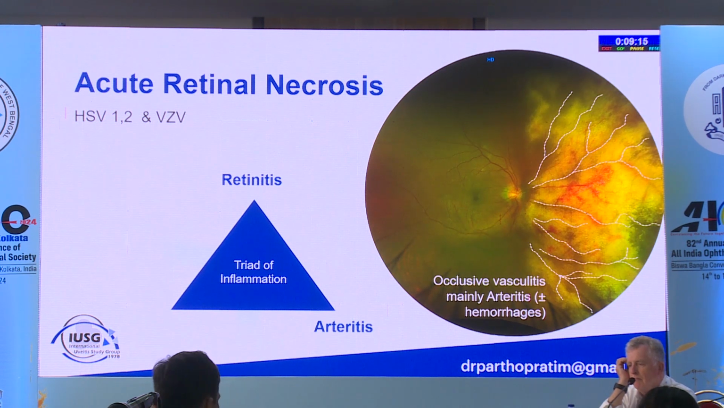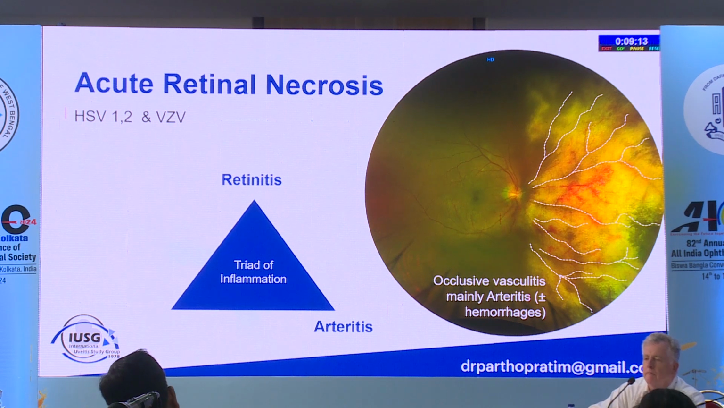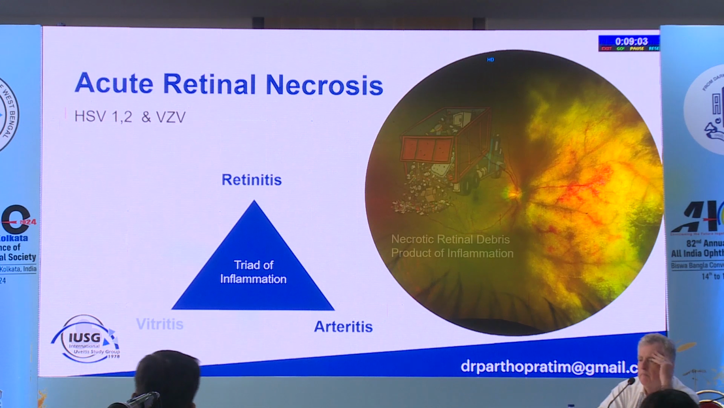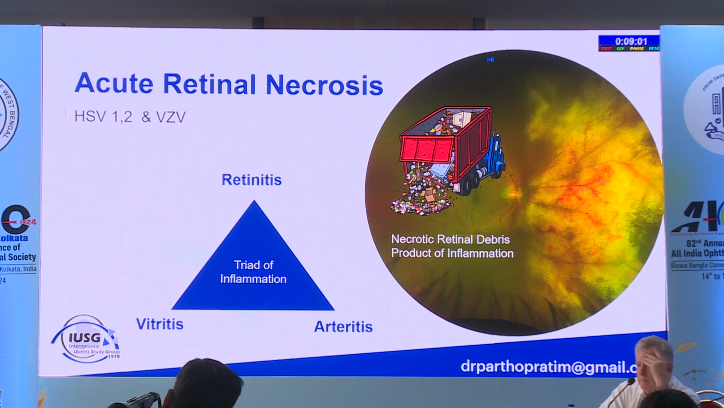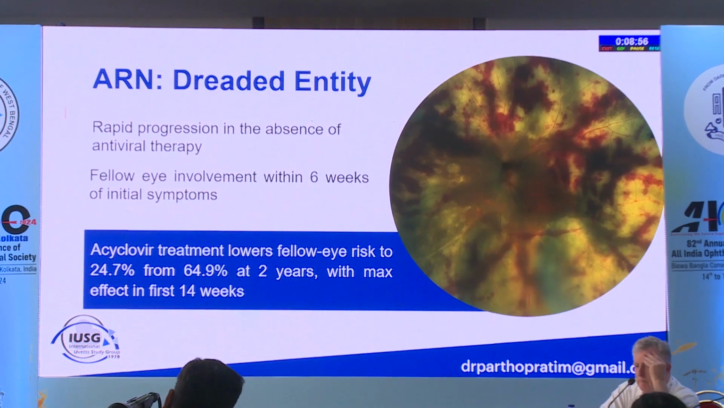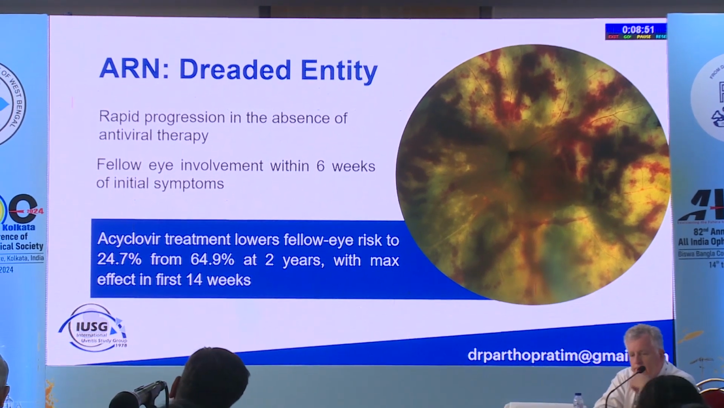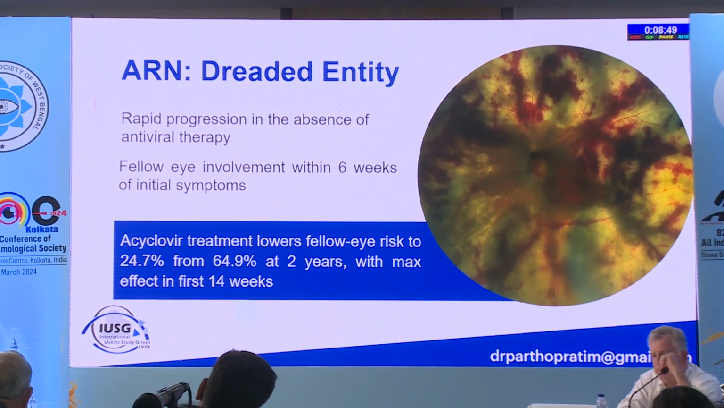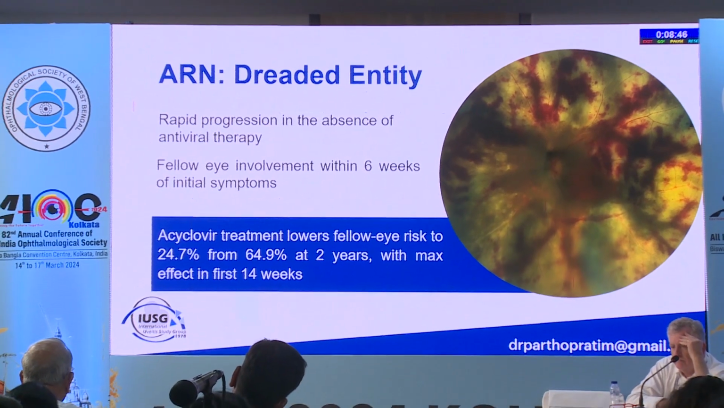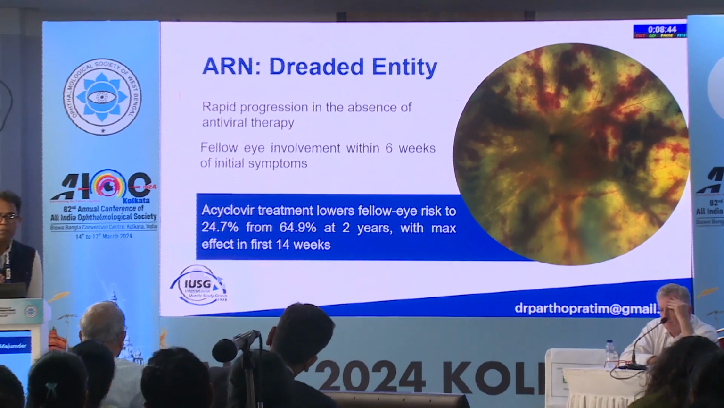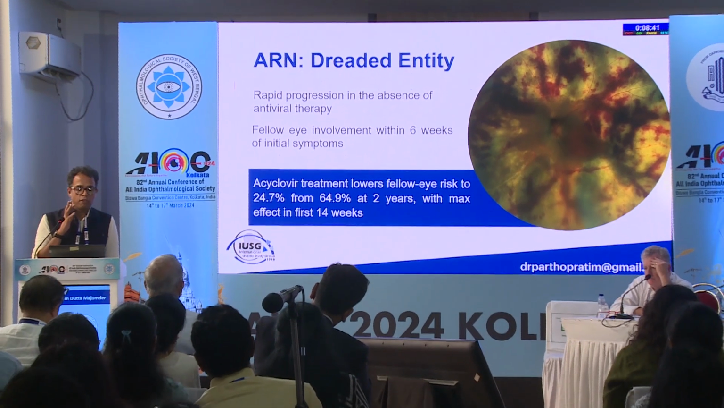The second is the arteritis. You can see occlusive vasculitis, mainly involving the arteries. And as you can understand, there is a lot of retinitis and inflammatory process going on, and all the debris will be poured into the vitreous, so you see a lot of vitritis in these patients. You have to understand that this is a dreaded condition. It rapidly involves the periphery and anterior retina, and if you are not treating them, fellow eye involvement is very common within 6 weeks of initial symptoms. So you have to be very careful.